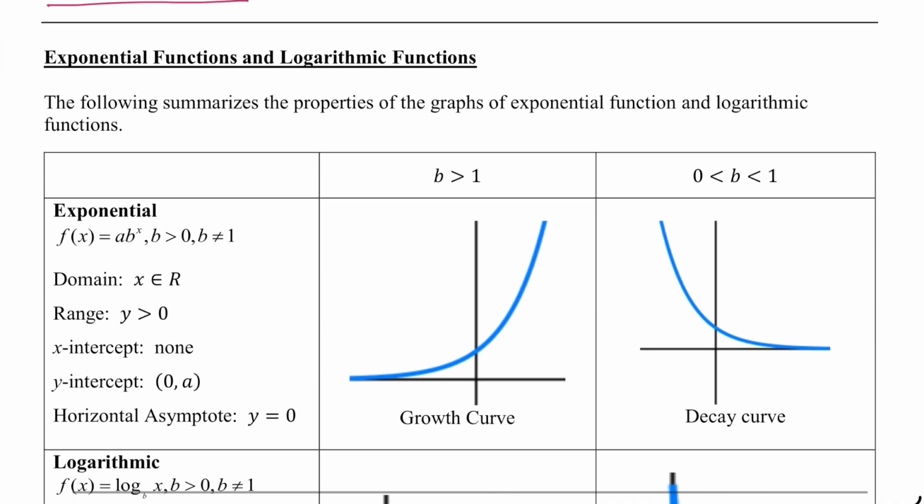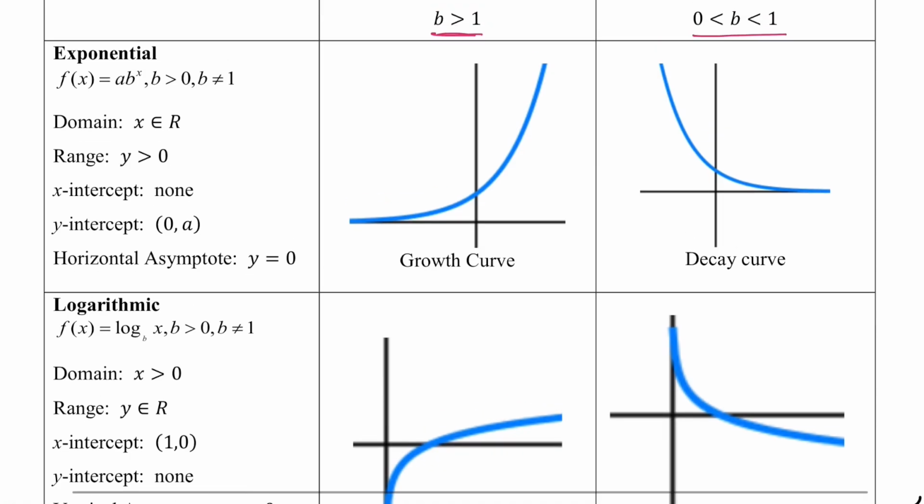Okay, so let's look at the curves and the graphs. So b usually has to be greater than 0. When b is greater than 1, it's a growth curve. When it's in between 0 and 1, it's a decay curve for both exponents and logarithms. Now the exponent's range is y is greater than 0. Domain is x belongs to R. B is greater than 0 here again.